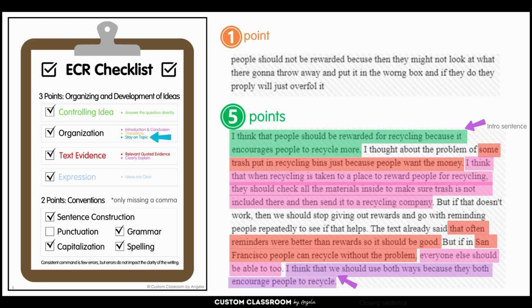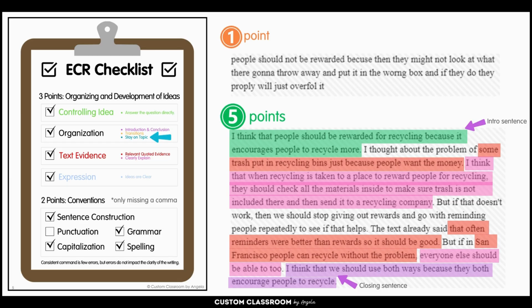All right, let's compare it to an example that scored 5 points. I think that people should be rewarded for recycling because it encourages people to recycle more. I thought about the problem of some trash put in a recycling bin just because people want the money. I think that when recycling is taken to a place to reward people for recycling, you should check all the materials inside and make sure trash is not included there, and then send it to the recycling company.